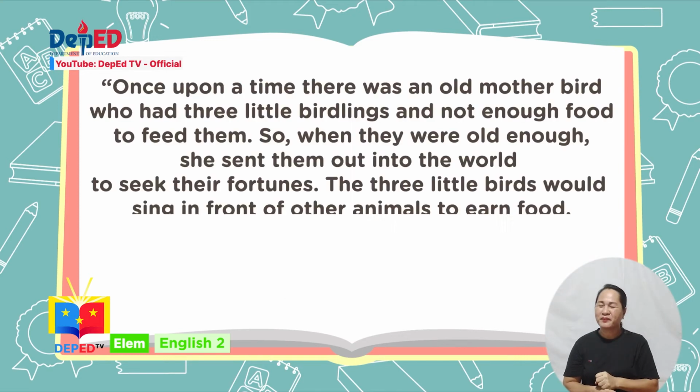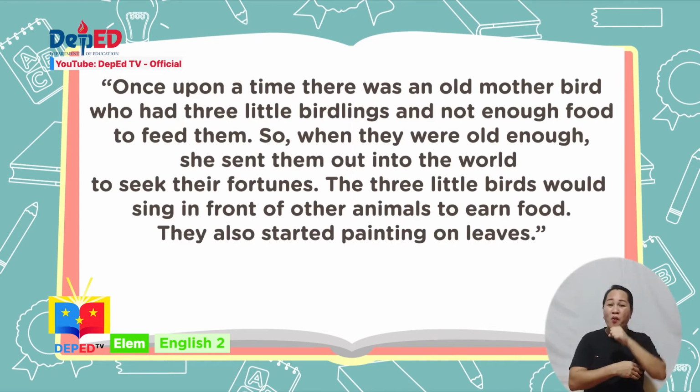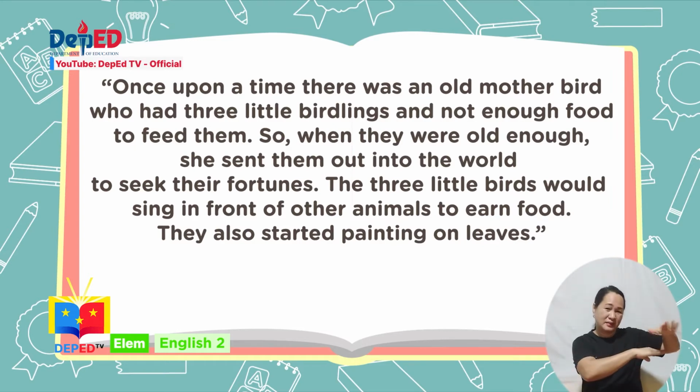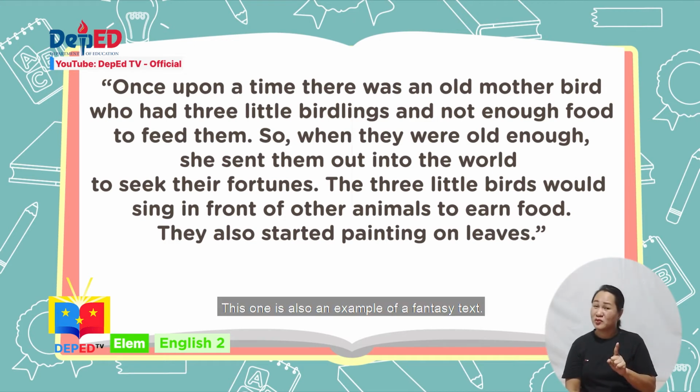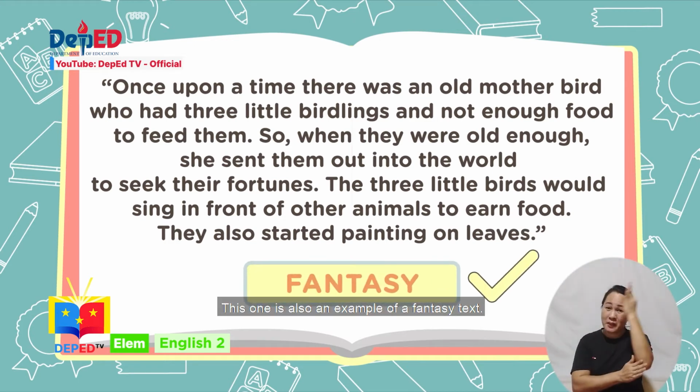How about this one? Once upon a time, there was an old mother bird who had 3 little birdlings and not enough food to feed them. So, when they were old enough, she sent them out into the world to seek their fortunes. The 3 little birds would sing in front of other animals to earn food. They also started painting on leaves. This one is also an example of a fantasy text.